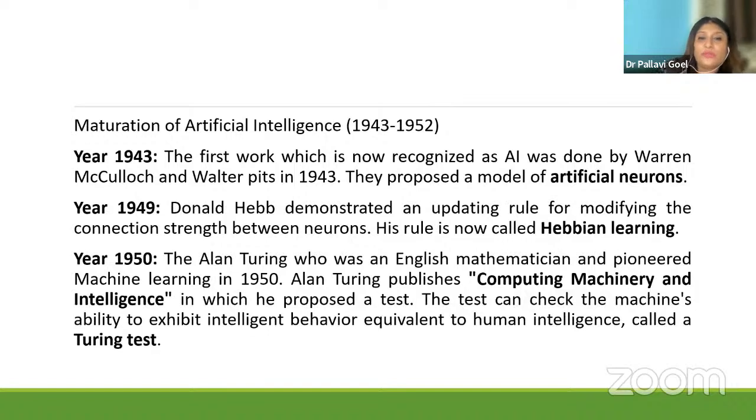Maturation of AI from 1943 to 52. Work which is now recognized as AI was done by Warren McCulloch and Walter Pitts in 1943. They proposed a model of artificial neurons. In 1949, an updating rule for modifying the connection strength between the neurons was proposed. This rule is now called Hebbian learning. This is an algorithm. In 1950, Alan Turing, an English mathematician, pioneered machine learning. Alan published Computing Machinery and Intelligence. He proposed a test that can check a machine's ability to exhibit intelligent behavior equivalent to human intelligence, called a Turing test. Next slide, please.